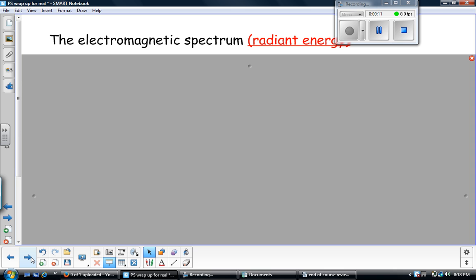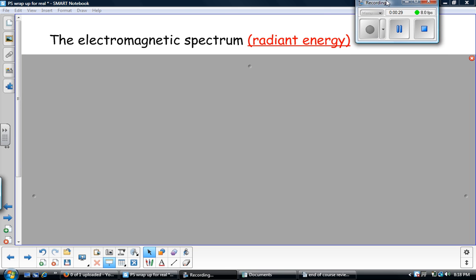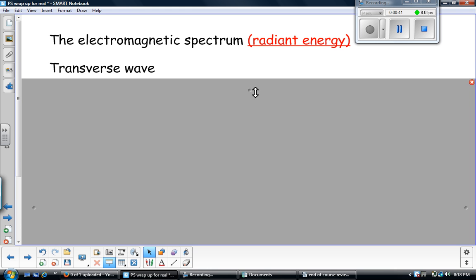The last thing that we talked about was wave behavior. We learned words like frequency, wavelength, the velocity of a wave, amplitude, constructive and destructive interference, and diffraction. So we're going to move on, and we're going to start talking about something called the electromagnetic spectrum. We really aren't going to be talking about sound anymore for right now. And the electromagnetic spectrum is sometimes called radiant energy. When we talk about the electromagnetic spectrum, we're specifically talking about transverse waves.